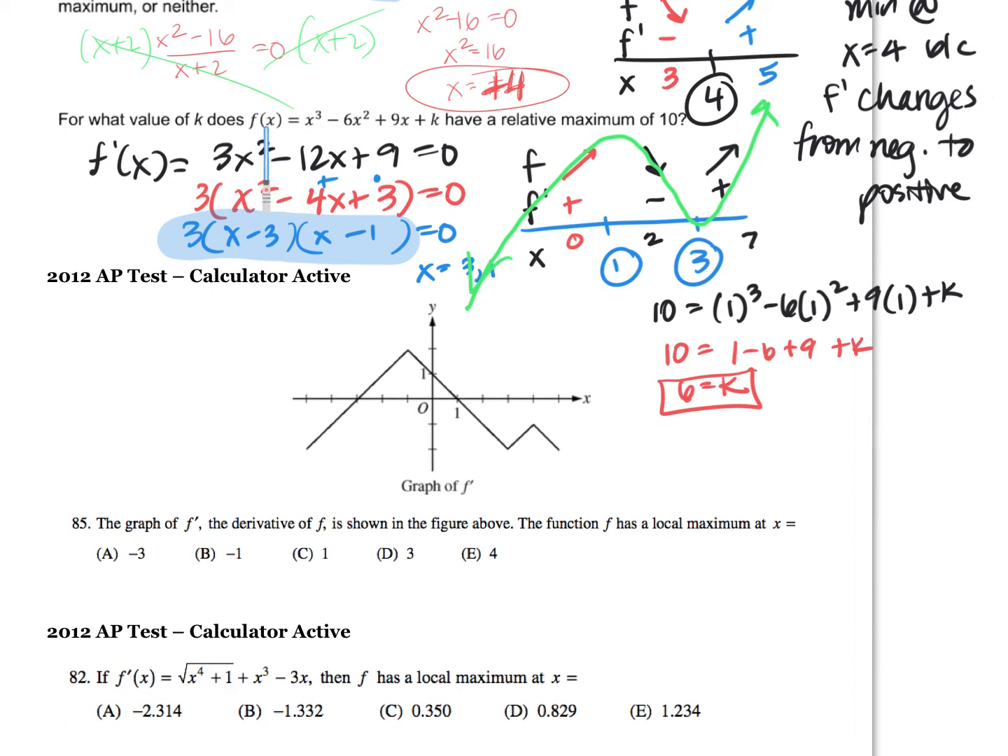So it said, for what value of k, as long as this is 6, my maximum is going to be at 10. Sound good? Cool. That's a lot of algebra right there. They might do a free response like that. They could.